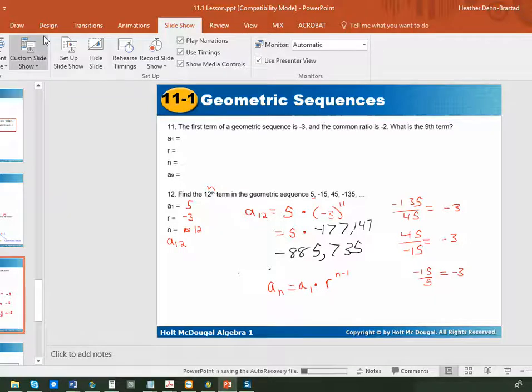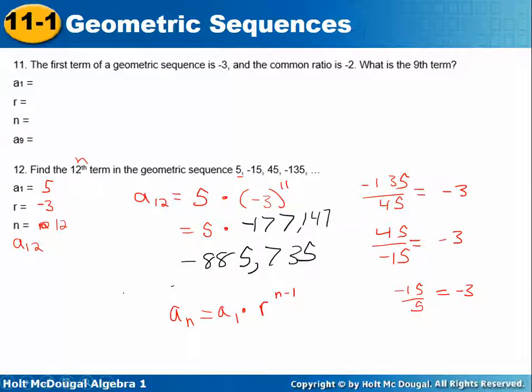So this is a good example of why you would not want to have to keep going till you got to the 12th term, like multiply this by negative 3 and this one by negative 3, because they're such big numbers that it's easy to make a mistake when they get so big. So this is our 12th term of this sequence.